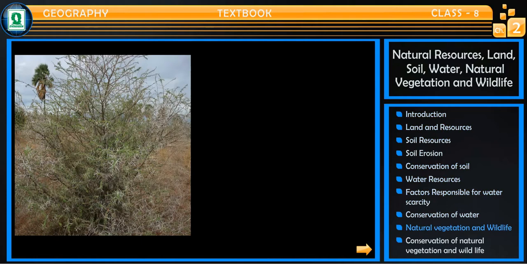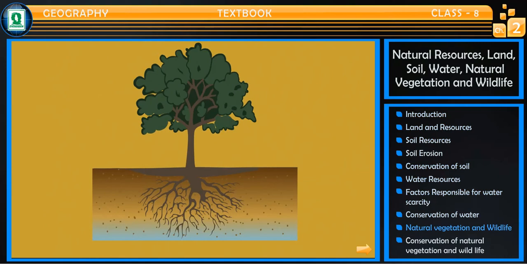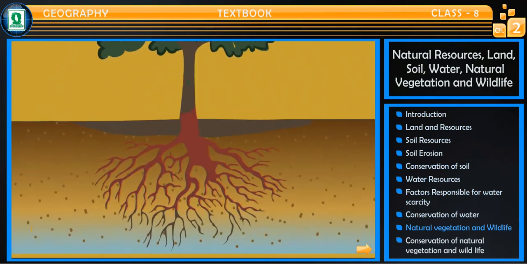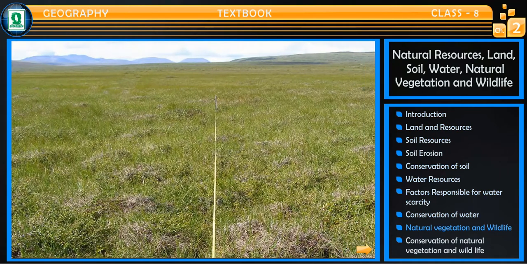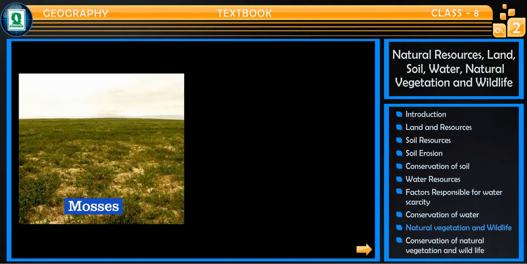Thorny shrubs and scrubs grow in dry areas of low rainfall. In such areas, plants have deep roots to get their moisture deep within the earth, and leaves have thorny and waxy surfaces to reduce the loss of moisture by transpiration. Tundra vegetation of cold polar regions comprises of mosses and lichens.